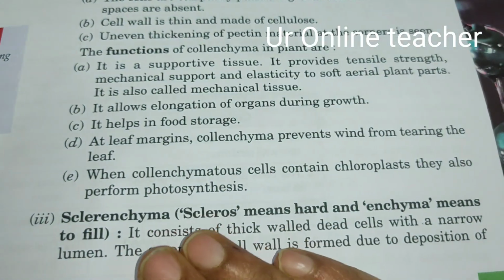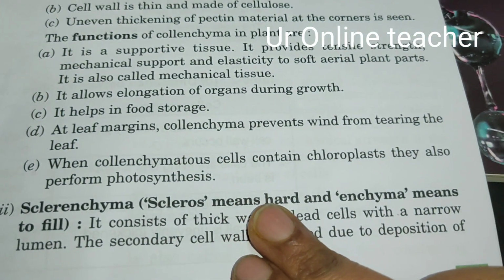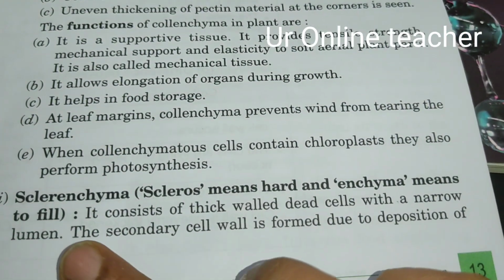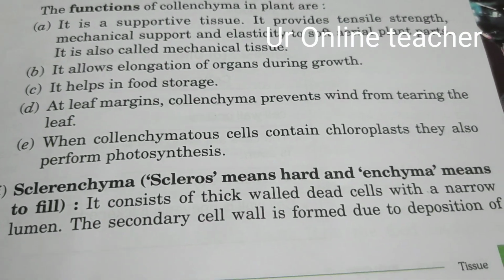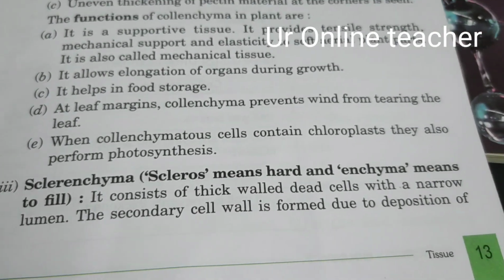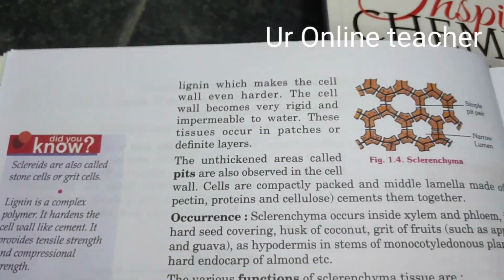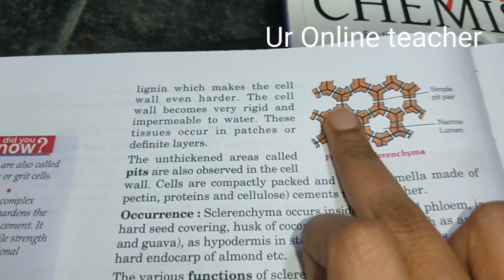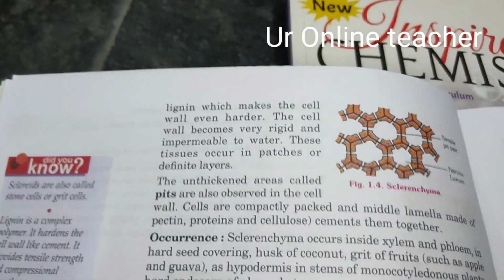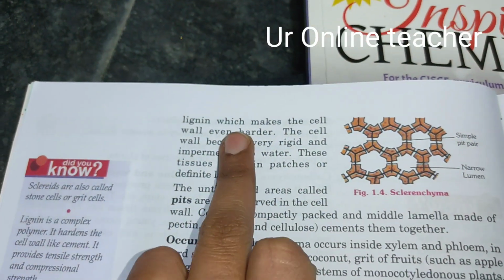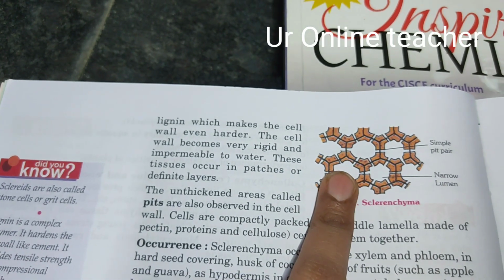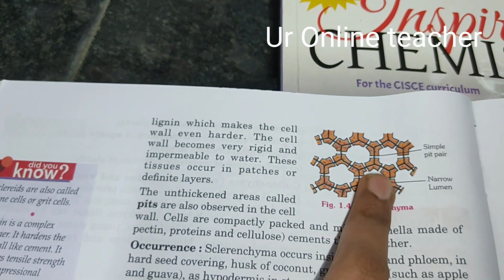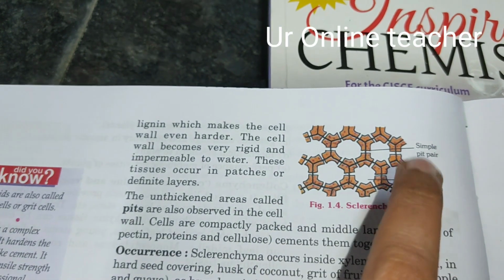Next is sclerenchyma. Scleren means hard, enchyma means fill. So it consists of thick walled dead cells with very, very small lumen. Inside, the secondary cell wall is formed due to the deposition of lignin. So one more cell wall will be present because of lignin, which makes the cell wall so hard. So the cell walls become very rigid and impermeable to water. It will not allow water to go inside.